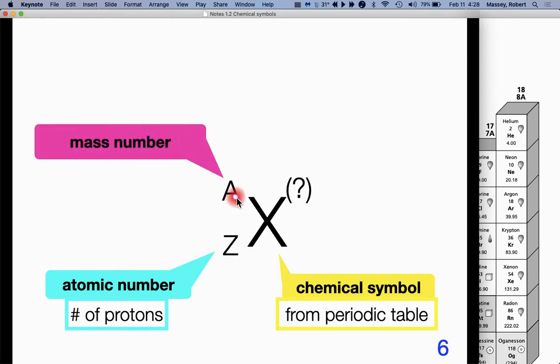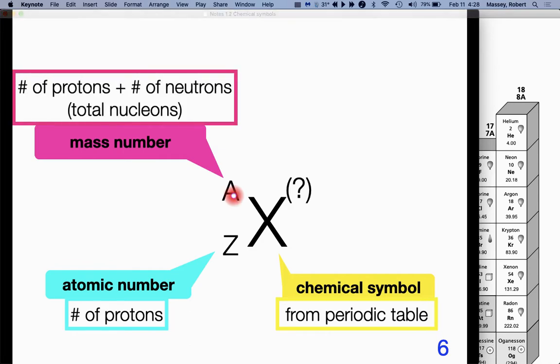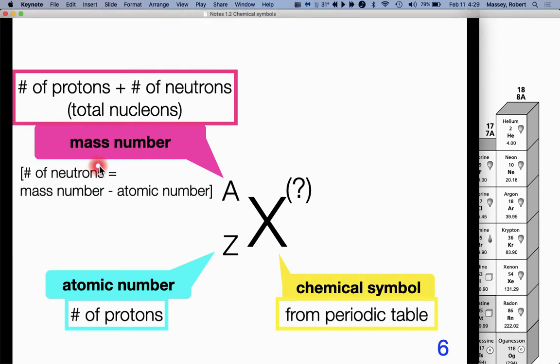Okay, now the number above is called the mass number. The mass number is the total number of protons and neutrons, so we add the two together. Or another way of saying it is the total nucleons. Now, if you wanted to know the number of neutrons, you would have to subtract the number of protons from the mass number. There is no number that tells you the number of neutrons directly. You have to do a little bit of arithmetic there. So the number of neutrons would be the mass number, this number here, minus the atomic number.